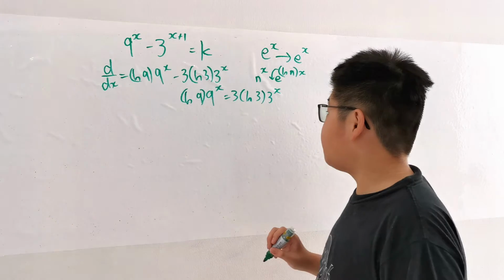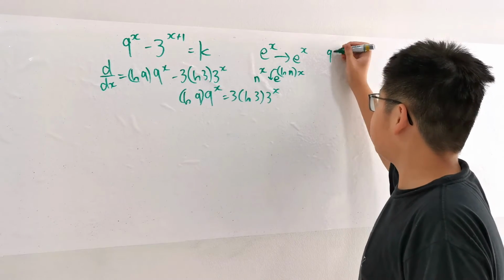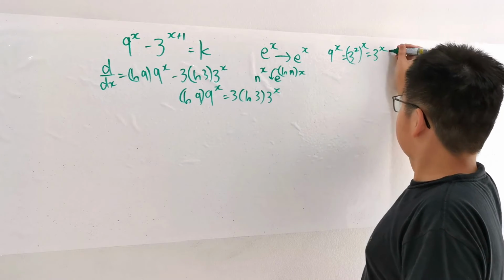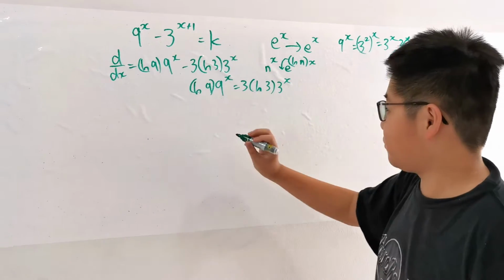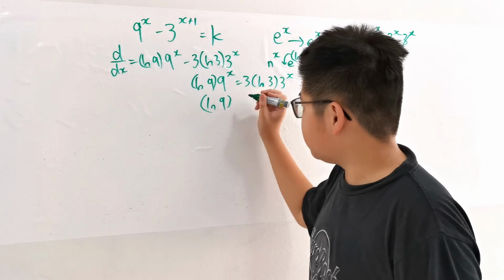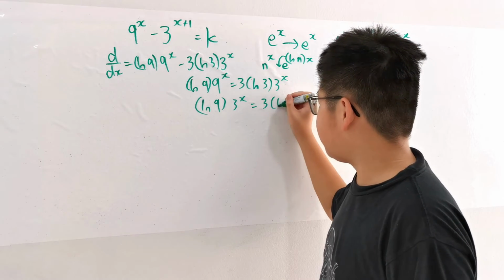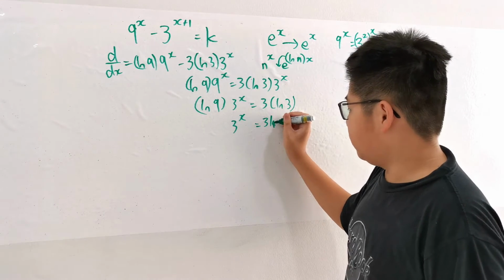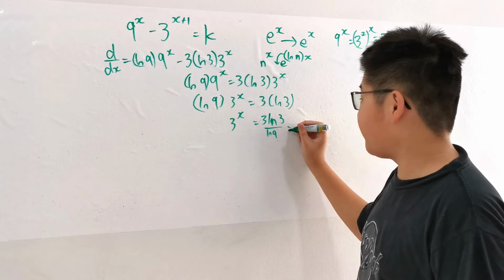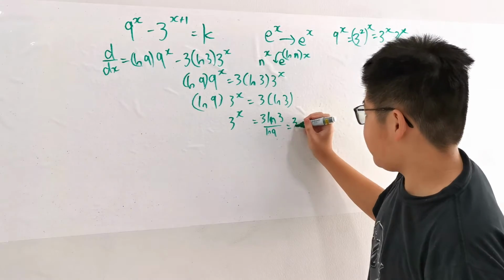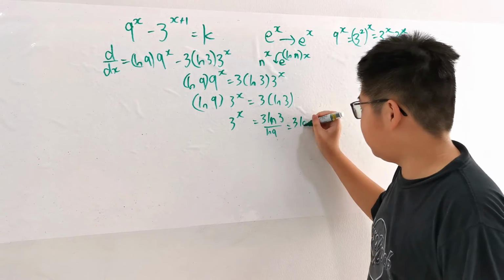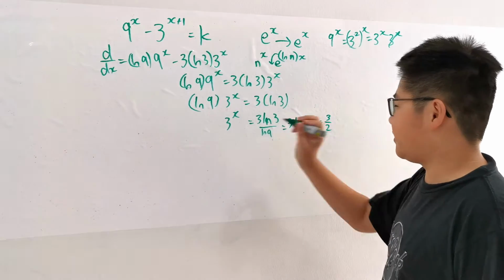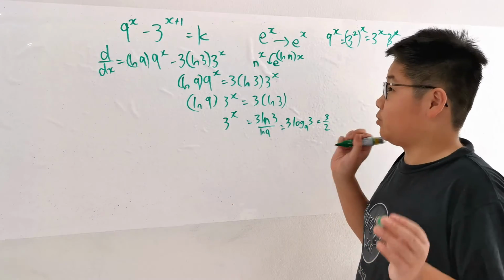Now we can take away 3 to the power of x from both sides. Knowing that 9 to the power of x is 3 squared, 9 to the x equals 3 to the 2x. Now we can take out one of the 3 to the x's from here. Get ln 9 times 3 to the power of x equals 3 times ln 3. Now 3 to the power of x equals 3 ln 3 over ln 9, which you remember from the change of base rule, is 3 log base 9 of 3. And you know 3 is the square root of 9 and this amounts to 3 over 2. And that's what we need.